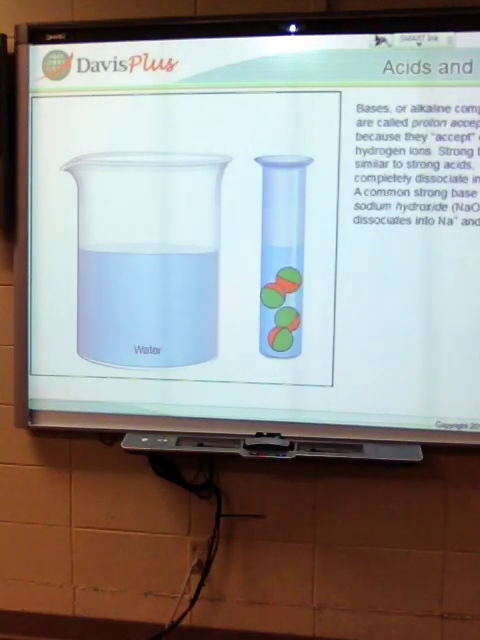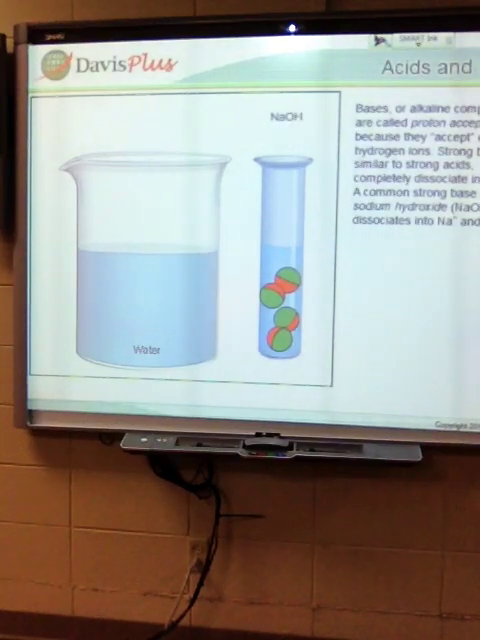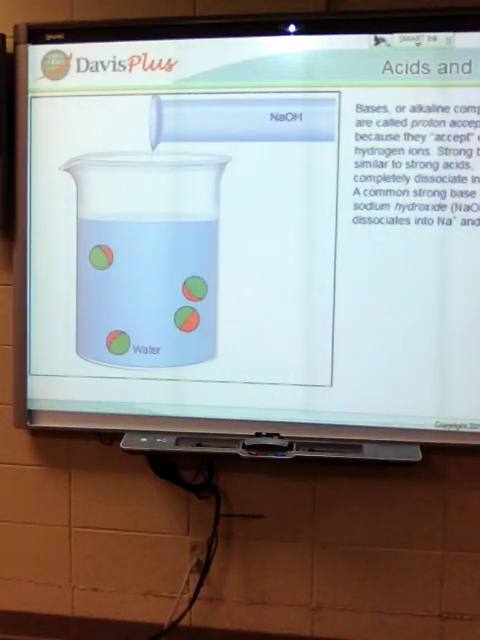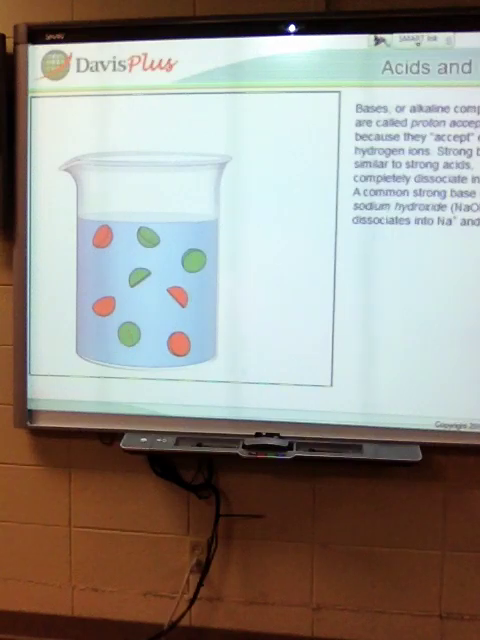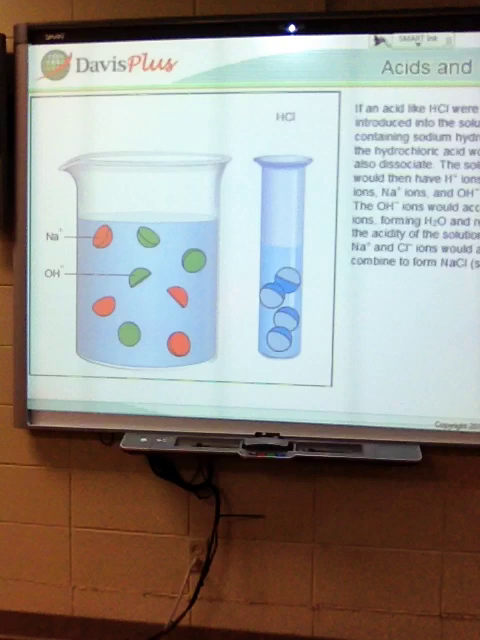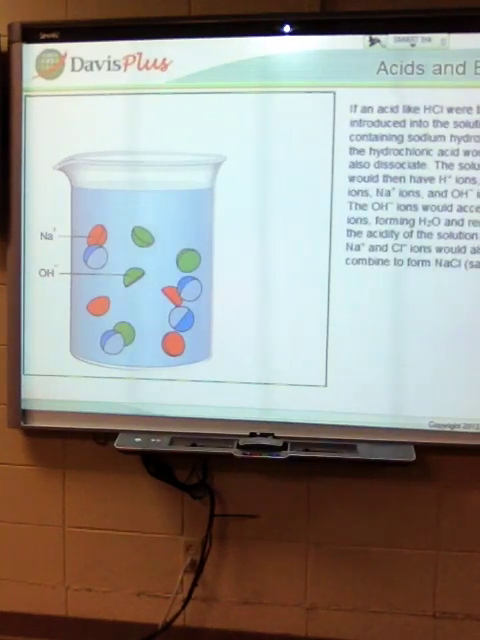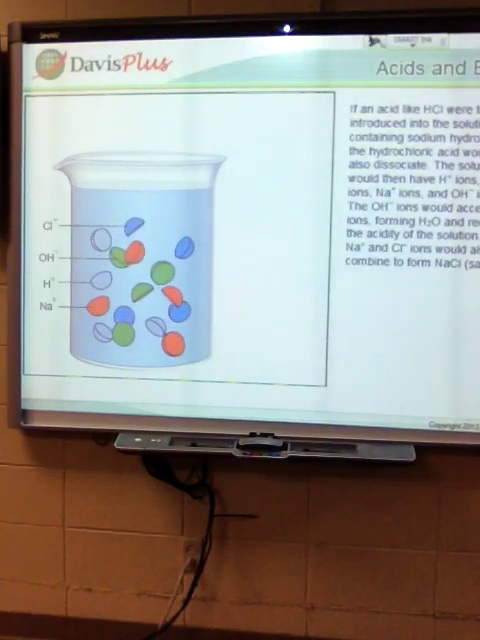Bases, or alkaline compounds, are called proton acceptors because they accept excess hydrogen ions. Strong bases, similar to strong acids, completely dissociate in water. A common strong base called sodium hydroxide, NaOH, dissociates into sodium and hydroxide. If an acid, like hydrochloric acid, were to be introduced into the solution containing sodium hydroxide, the hydrochloric acid would also dissociate.